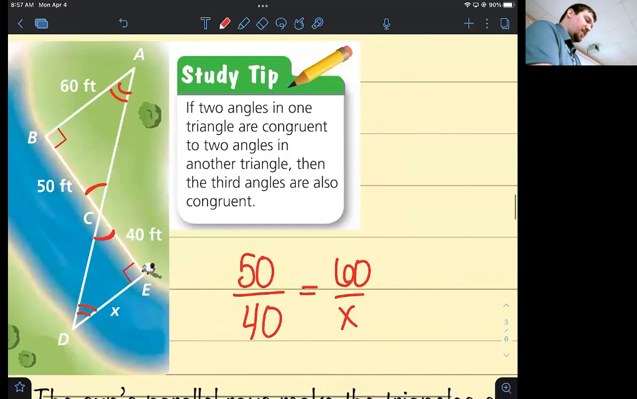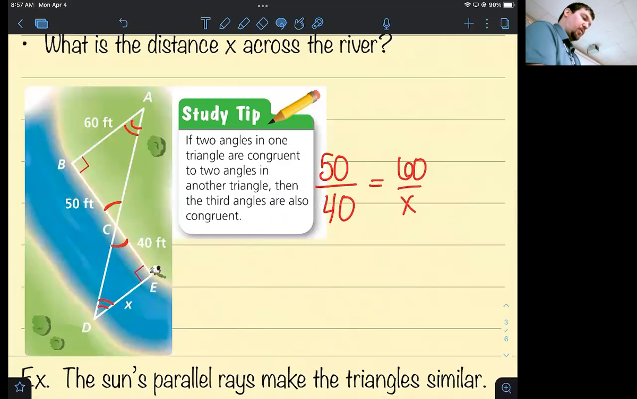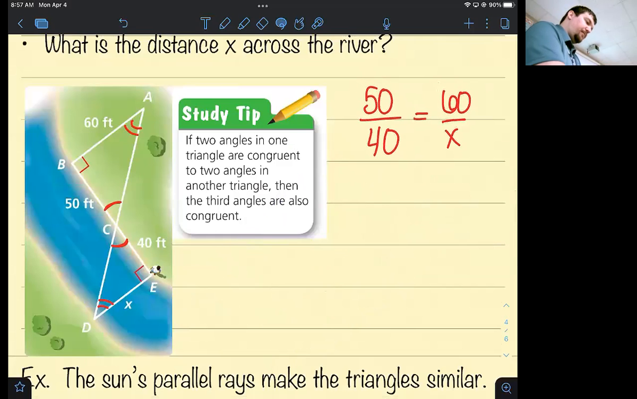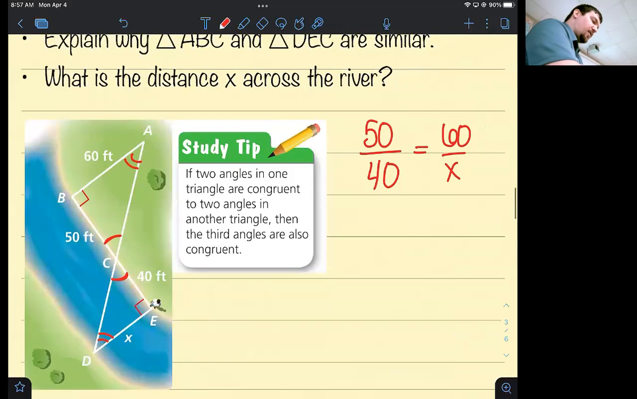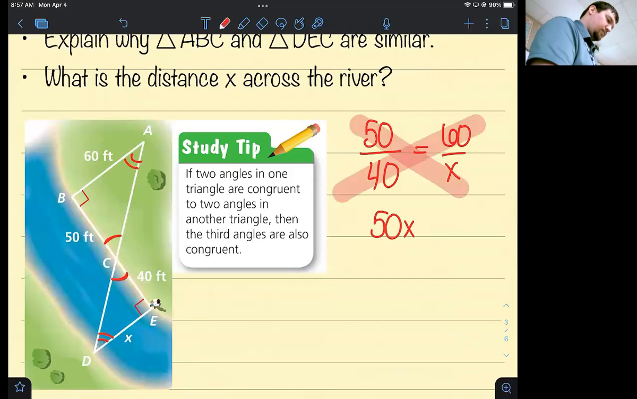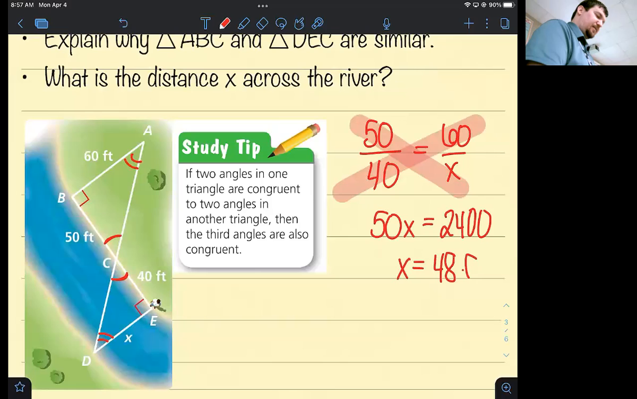X. And we can cross multiply. I'm not sure why I put my proportion down there, there's no room to work. I'm going to put it back up here. All right, cross multiply. 50 times X is 50X. What's 40 times 60? 2,400. Divide that by 50. How far is it across the river? 48 what? Feet. 48 feet across the river. And we didn't actually have to measure that side of the triangle. We just used proportion. That's called using indirect measurement.